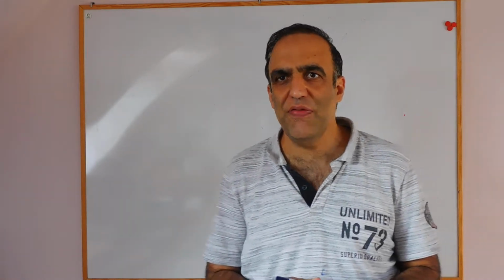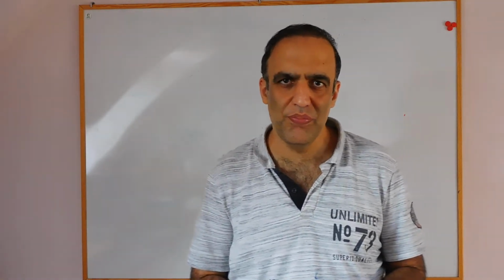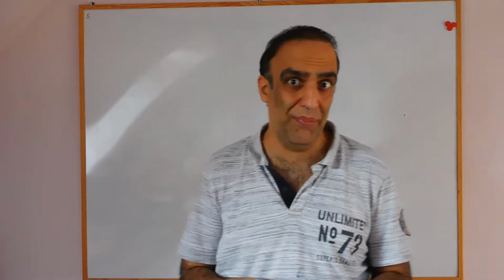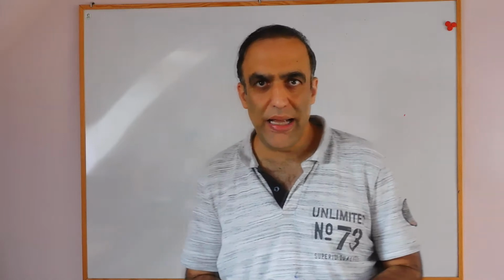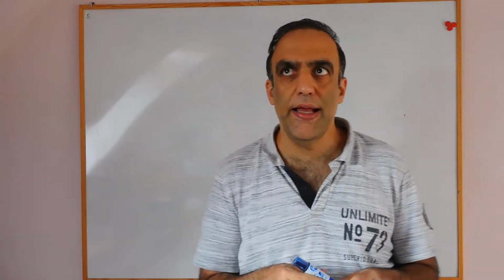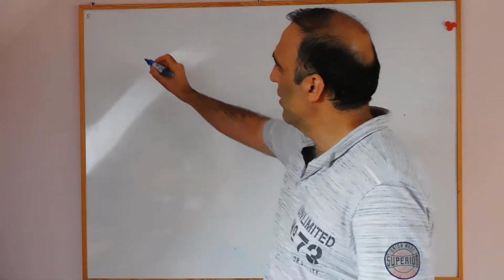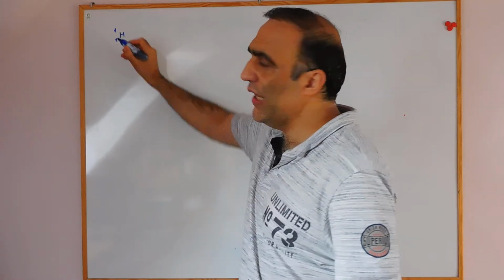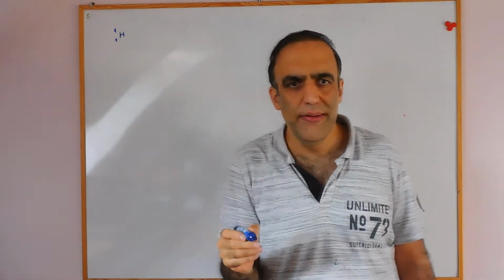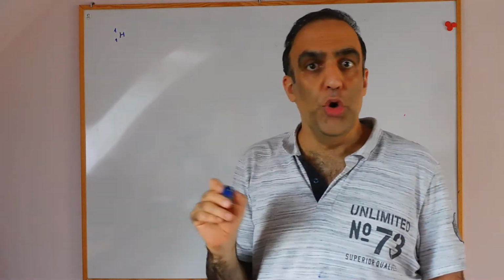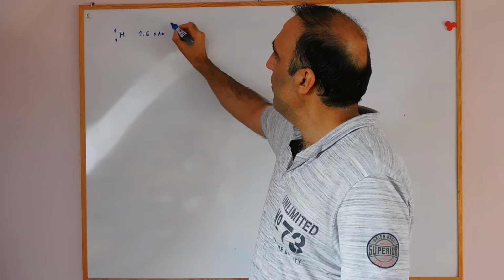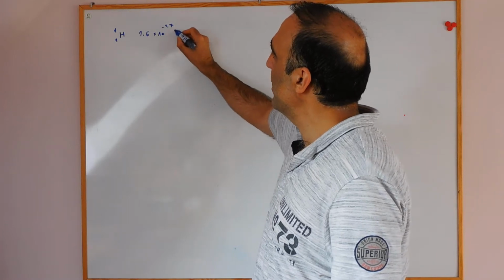Today I want to continue with the atomic mass. As you know, in the periodic table, hydrogen is the first element, and it has the smallest atomic mass. The mass of hydrogen, with one proton and one electron, because hydrogen hasn't a neutron, is around 1.6 multiplied by 10 to the power of minus 27 kilogram.